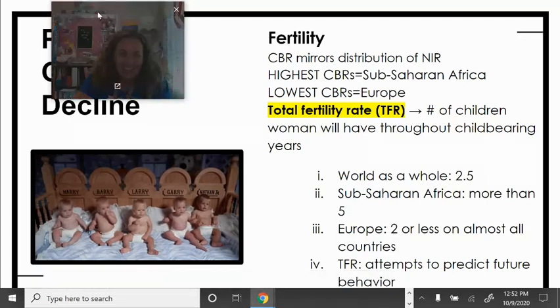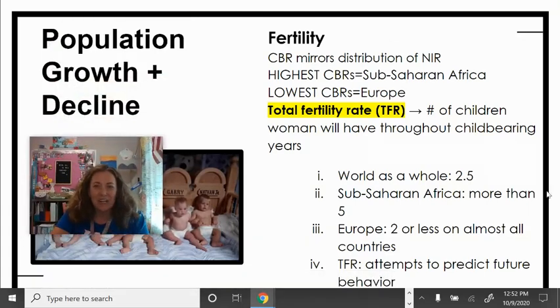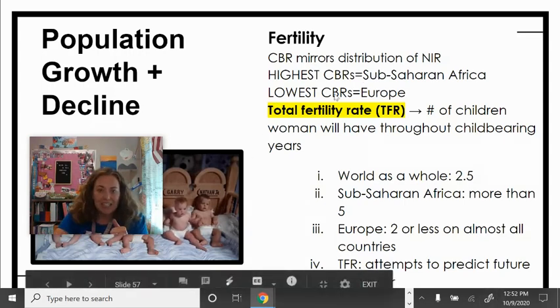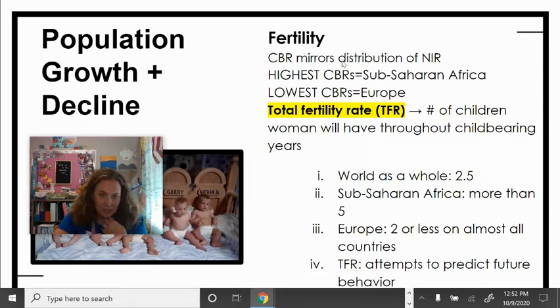It's a great movie. All right, population growth and decline. So again, we're looking first at fertility. So fertility is basically how fertile or able people are to result in babies. The thing you guys need to be really concerned with here is the crude birth rate, which is again the amount of babies born out of 1,000, and then total fertility rate, the number of children a woman can be expected to have during her childbearing years.